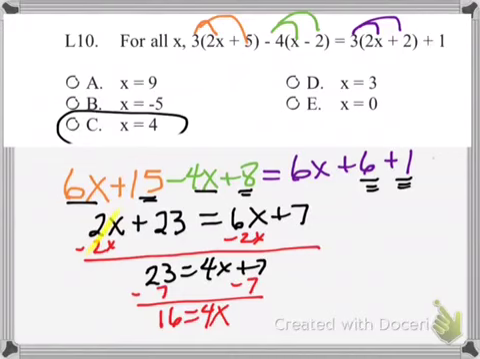Next, I want to combine my like terms on the left side. So if I combine my x's, that gives me 2x, and my constants give me 23. If I combine my terms on the right, the 6 and the 1, that gives me 7. And then you solve the equation by eliminating the 2x on the left, and that gives you 23 equals 4x plus 7. And then I solve for x by subtracting 7 from both sides. So that gives me 16 equals 4x, and all I have left to do is divide both sides by 4. So that's why the answer is C, x equals 4.